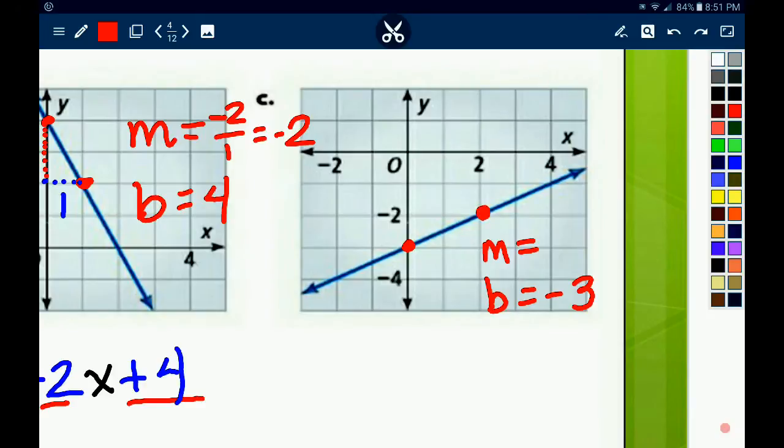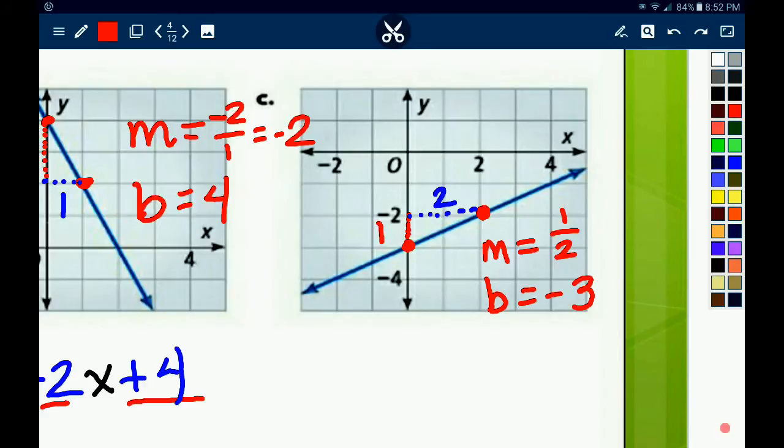And again, I want to go from the leftmost point to the rightmost point. So I'm going to start my pen here, and I'm going to count rise and run. So my rise this time was 1, and my run was 2. So my slope is going to be 1 over 2.